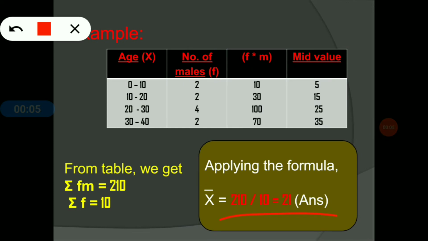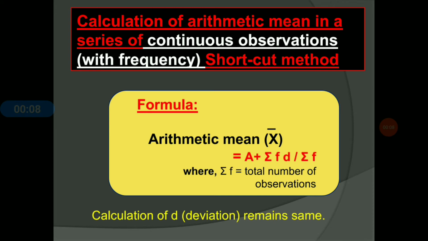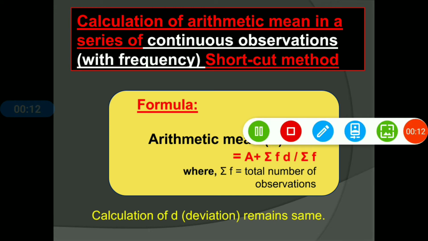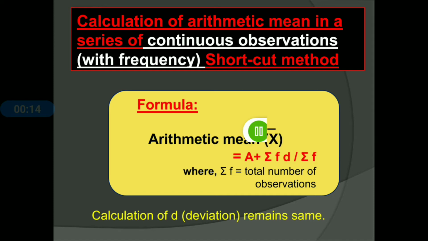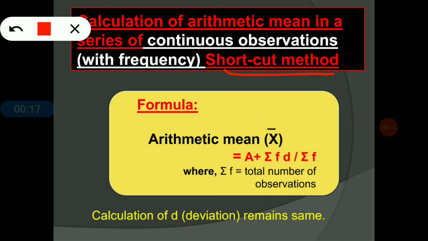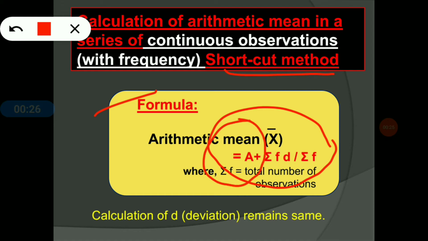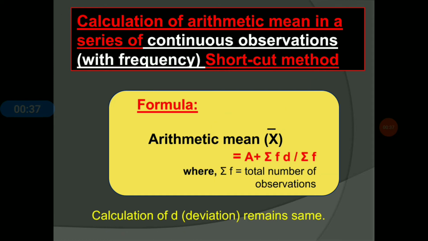Now going to the next slide, where we can see the calculation of the arithmetic mean in a continuous series with frequency, which is done by the shortcut method. So, now going to the formula. The formula of the arithmetic mean is equal to a plus summation fd by summation f. We all know that a is for assumed average mean, f for frequency and d for deviation, and we have already explained the whole calculation process of d. Okay. Now going to the next slide.